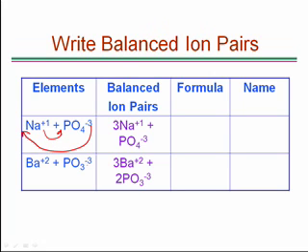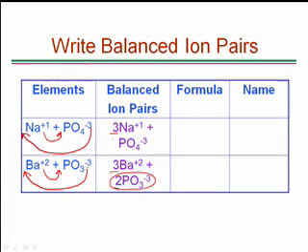This one, we need 3 bariums and 2 PO3s. So those become our coefficients. And again, those coefficients become our subscripts. Now, which one of these needs parentheses? Well, if you said this one here, you're absolutely correct, because it needs 2. This one doesn't need parentheses because it only has 1 ion here needed.